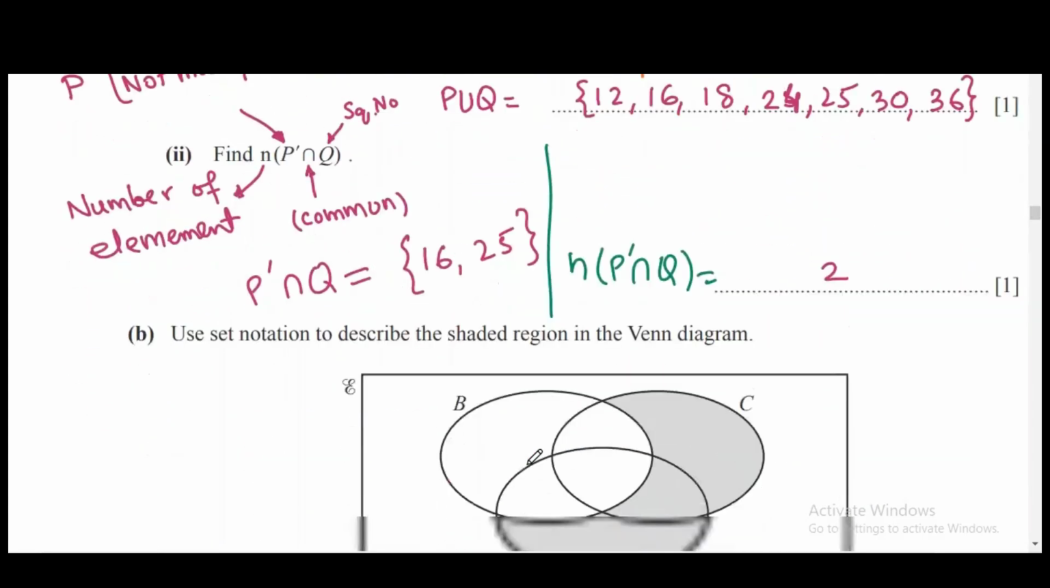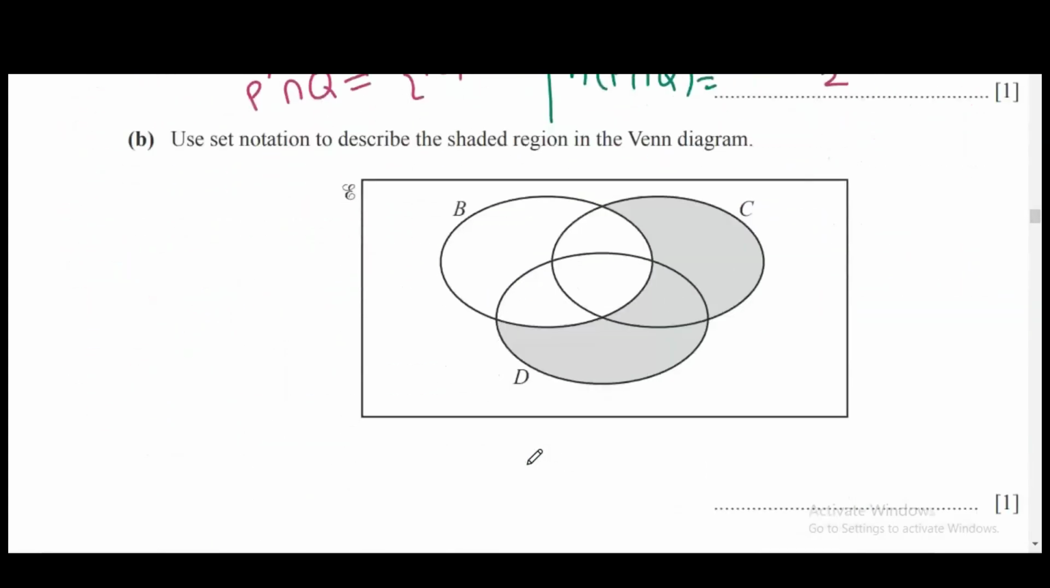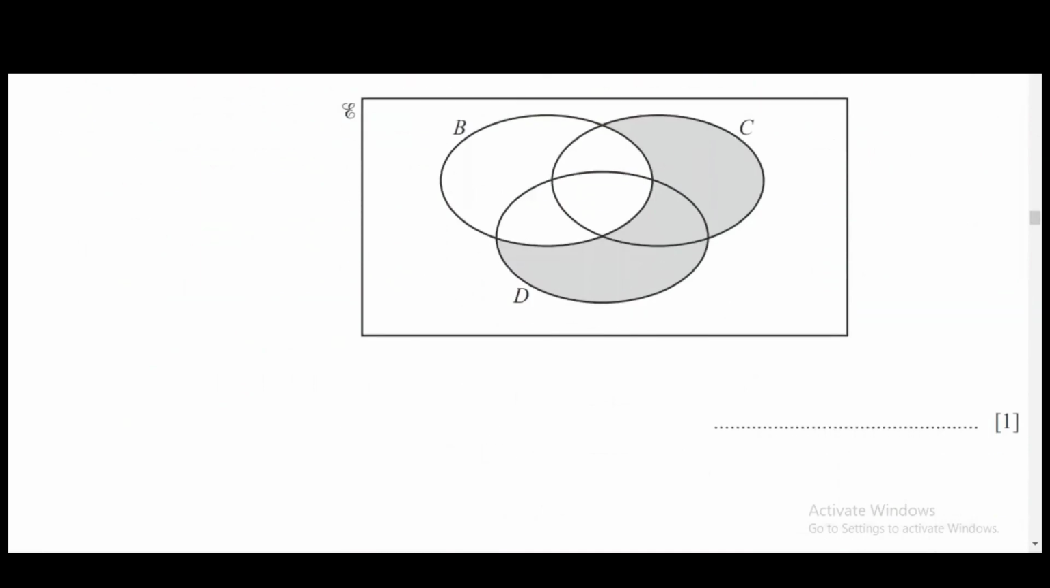Now part B. In this part B, use set notation to describe the shaded region in the Venn diagram. So you have to describe the set notation of the shaded region. But you should know there is no shading in part B. What is the meaning of this?